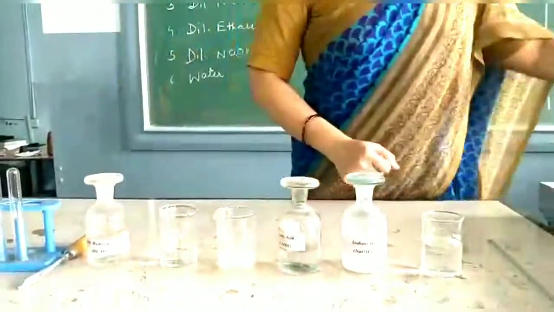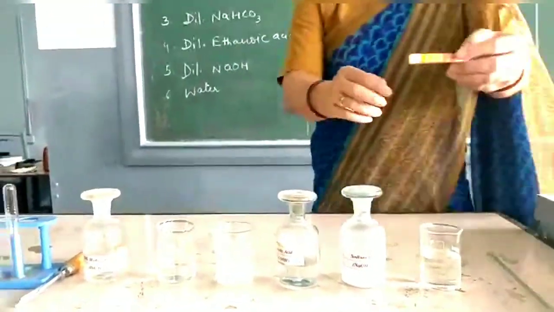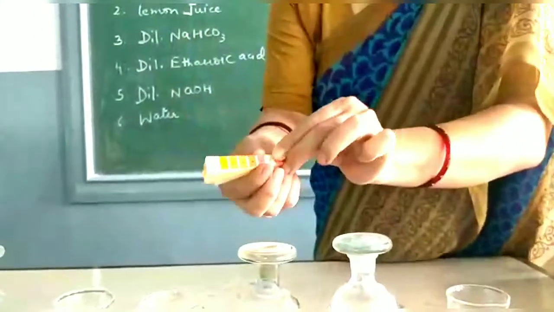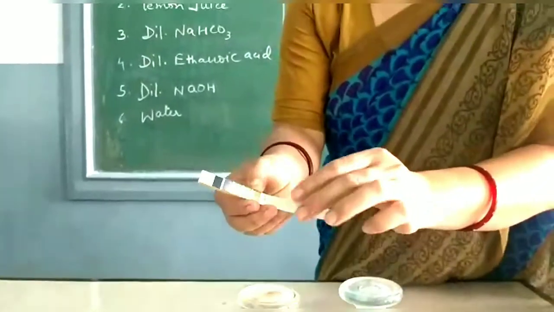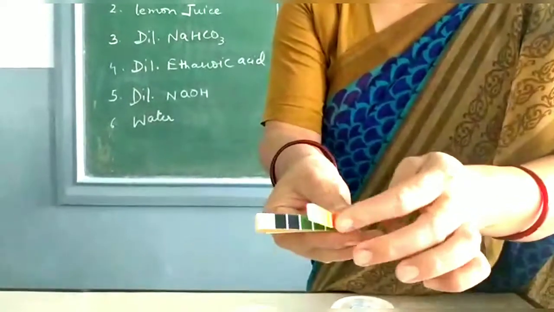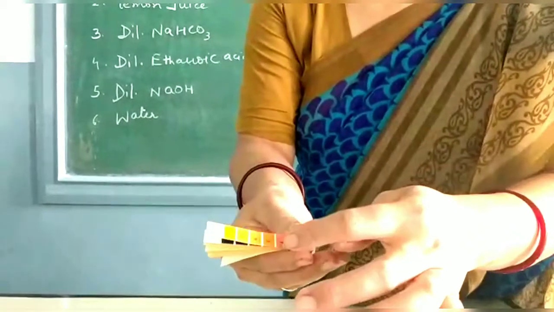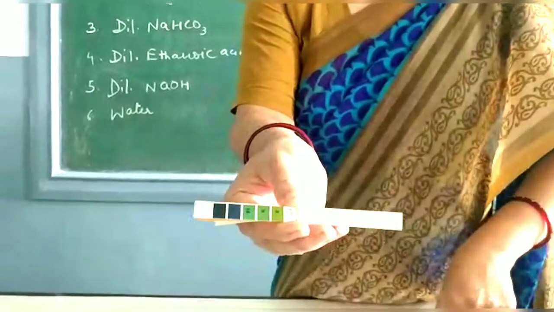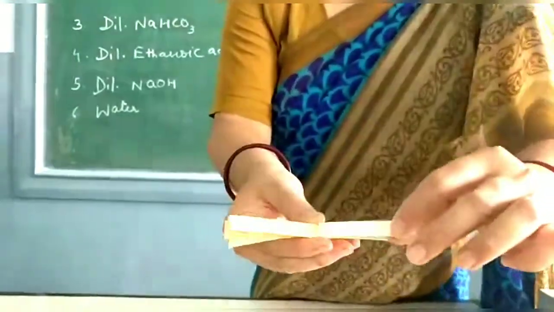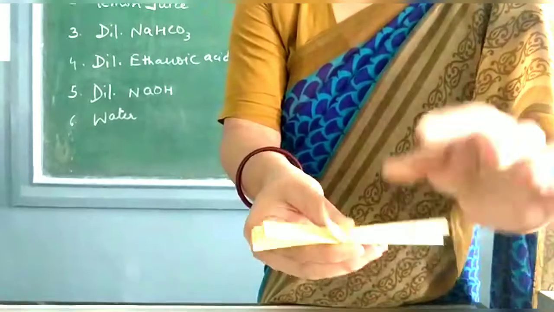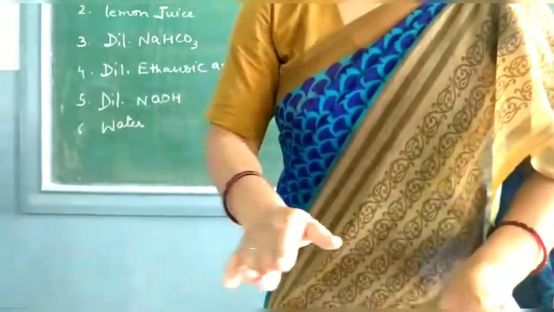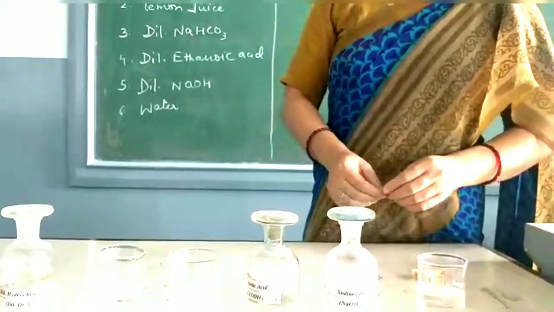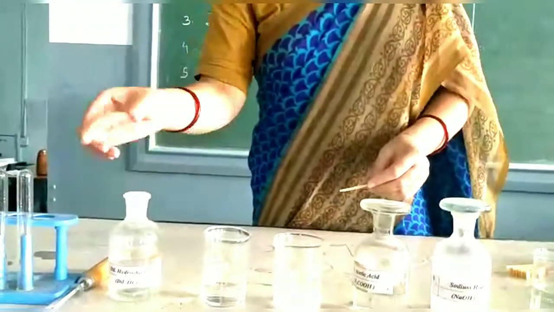So let me show you first of all, this is the universal indicator paper, and we are having this universal indicator strip this way, and it has some colors where the pH number has also been written. So it has colors like pH 1, pH 3, pH 5, and till pH 14 we are having different colors. So taking this universal indicator paper strip, we are dipping it in different solutions, and then I'll show you which color it matches and what will be the final pH value.